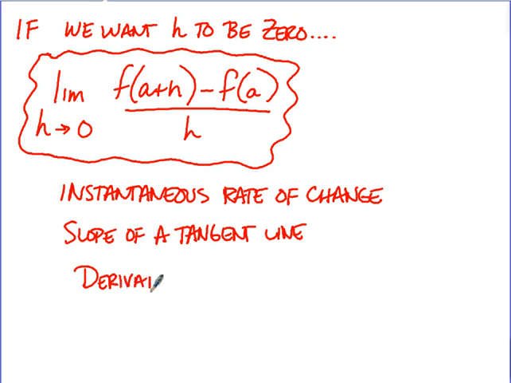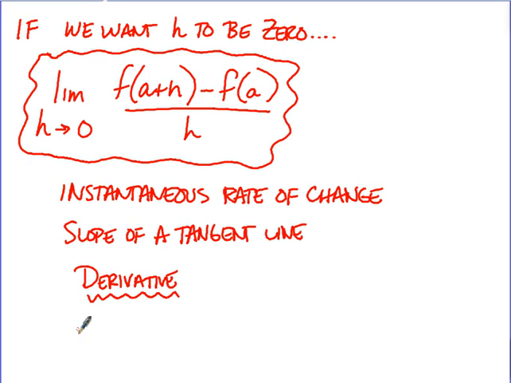It's the derivative of the function. The derivative at any x value tells you the instantaneous rate of change or the slope of the tangent line. That's what derivatives are. And we're going to focus a lot of our time here in calculus on finding derivatives. So here's our first example.